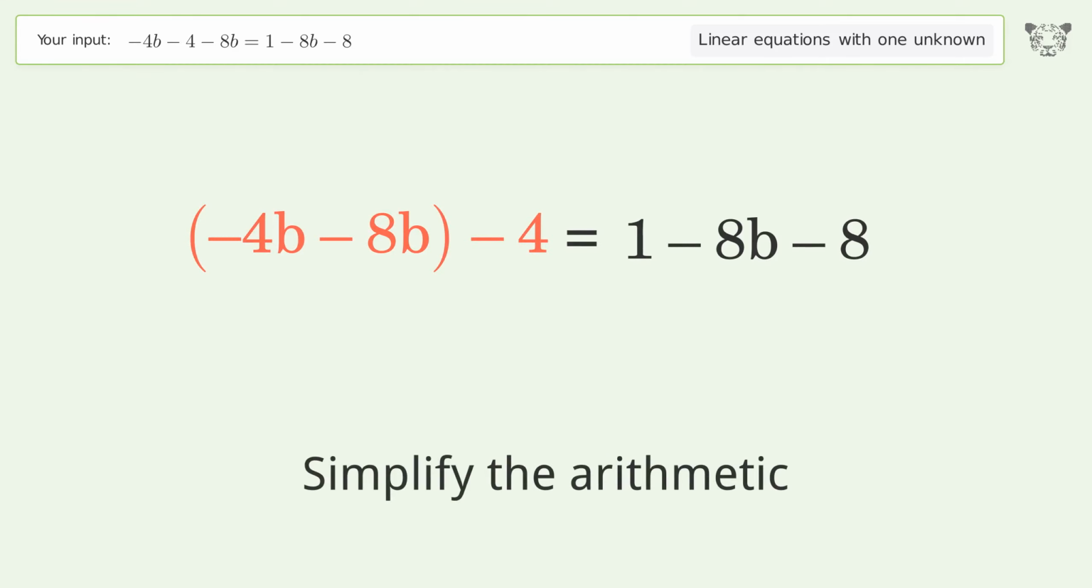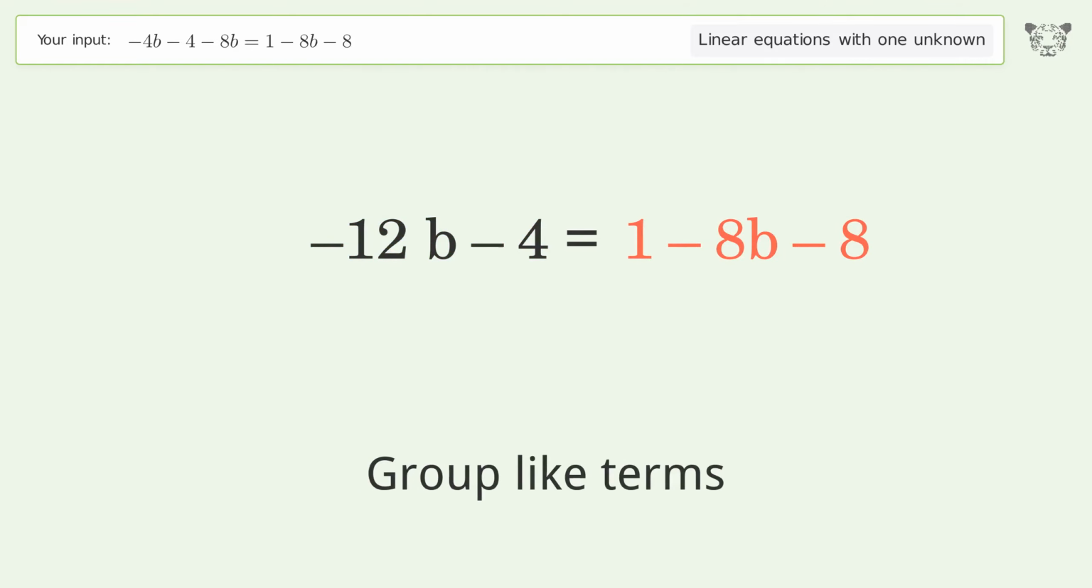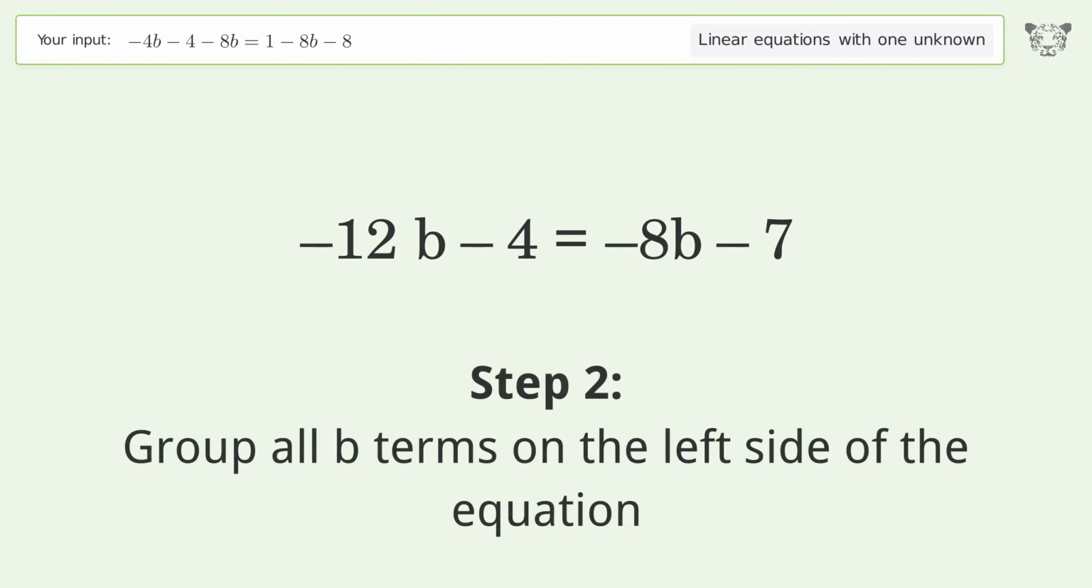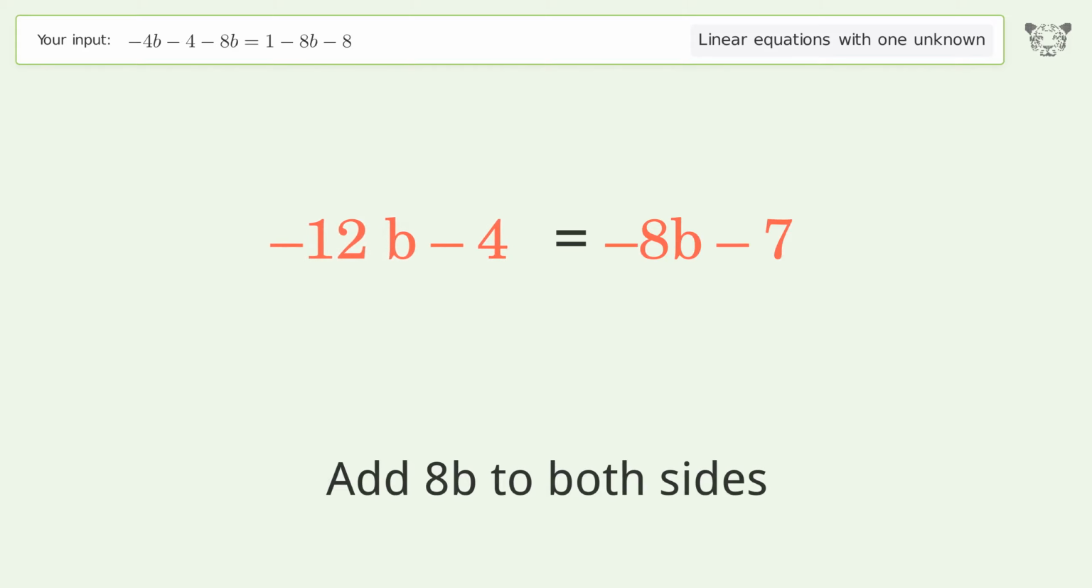Simplify the arithmetic. Group like terms. Simplify the arithmetic. Group all b terms on the left side of the equation. Add 8b to both sides.